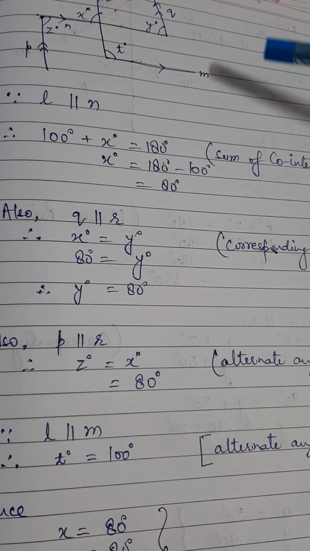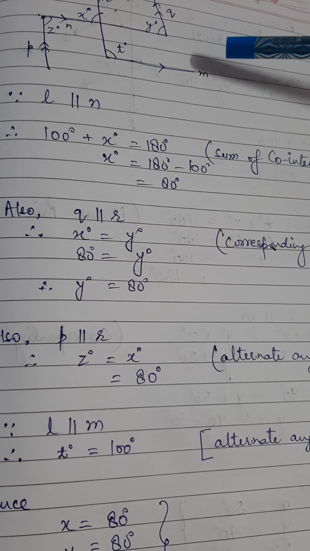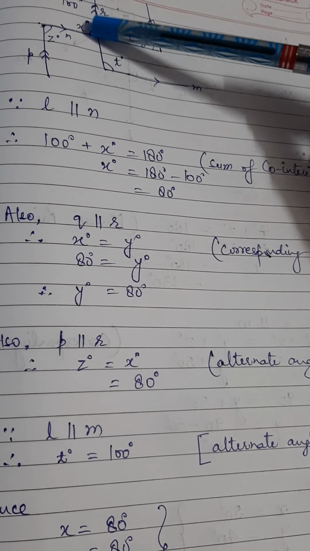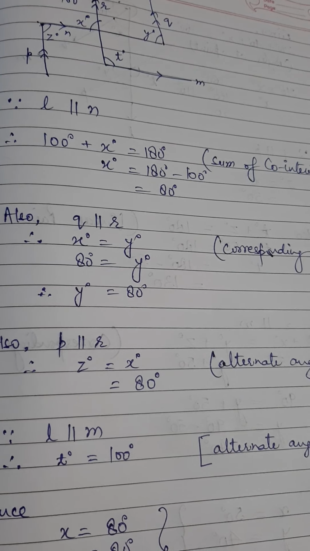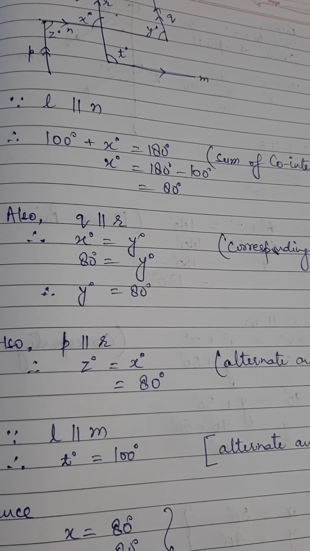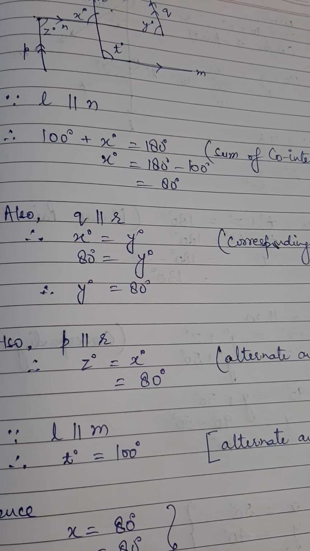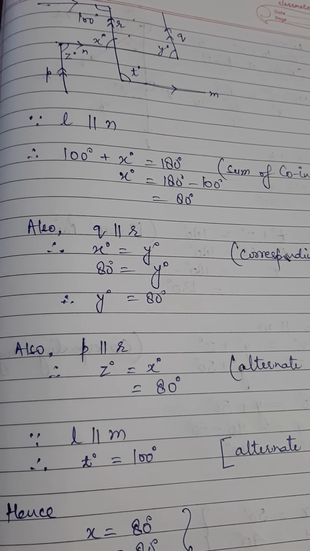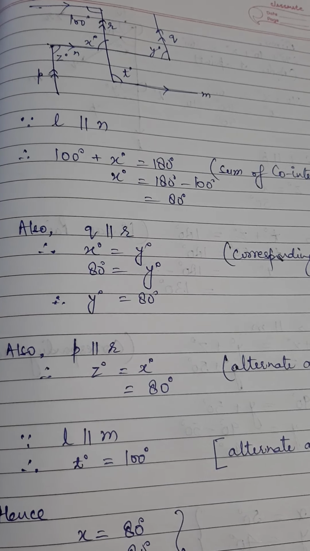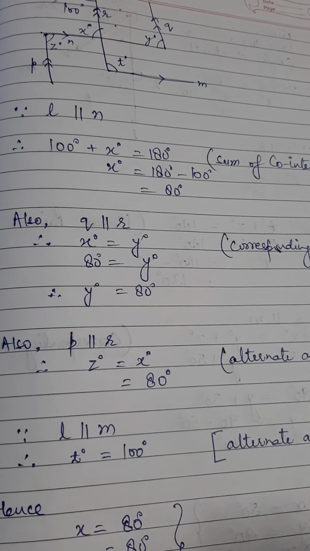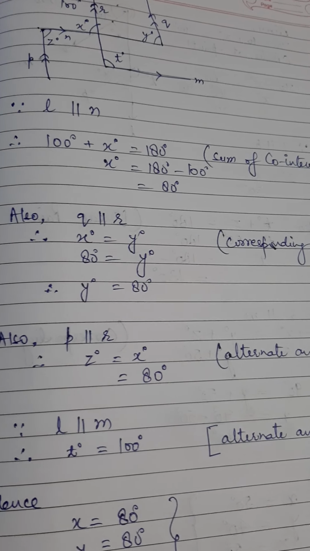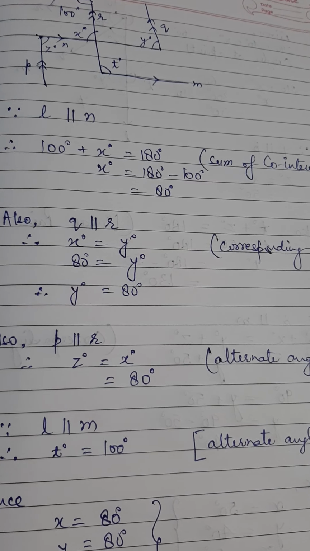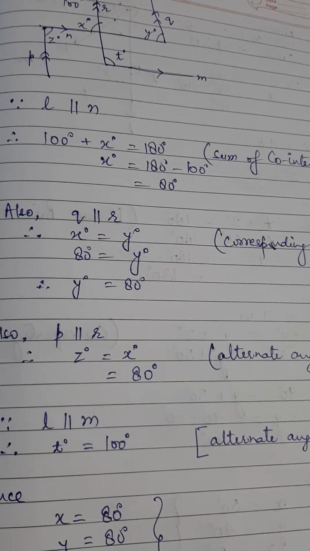Now it is also given that Q is parallel to R. So this is line Q and this is line R. So these two lines are parallel. Then we can write that X is equals to Y. Angle X is equals to angle Y, as both the angles are corresponding angles. So the reason is corresponding angles, right? As X is 80, so Y also becomes 80.